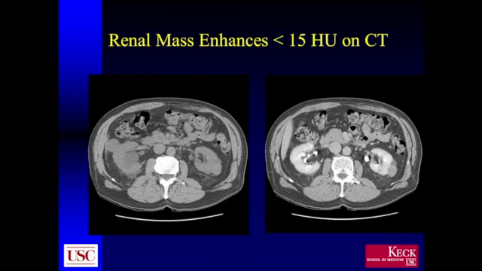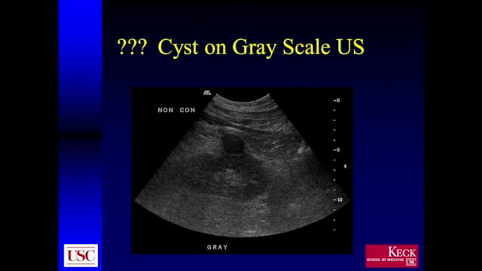Such was the case in this particular patient. You can see here that there is a structure along the lateral edge of this kidney. It's somewhat hypervascular, or not hypervascular, hyperdense when compared to the parenchyma. And following injection of contrast, it did not enhance more than the expected cutoff of 15 Hounsfield units. So this was an indeterminate lesion on contrast-enhanced CT.